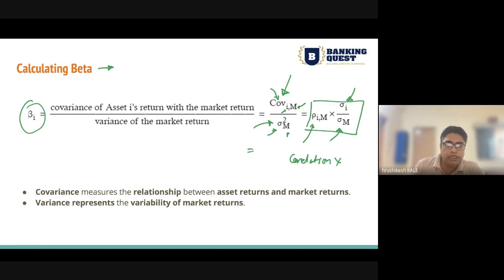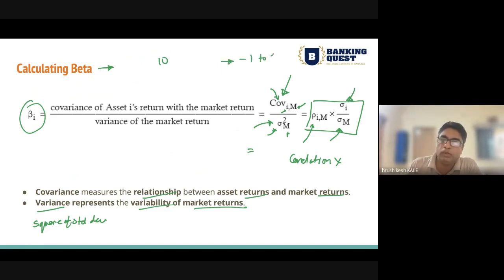Covariance measures the relationship between asset return and market return, and variance represents the variability of the market return. So variance is nothing but the square of standard deviation. So that's how you calculate beta, and beta can go up to 10, 12 also. So it's not like correlation, which will always be from -1 to +1. That is not the case with beta.